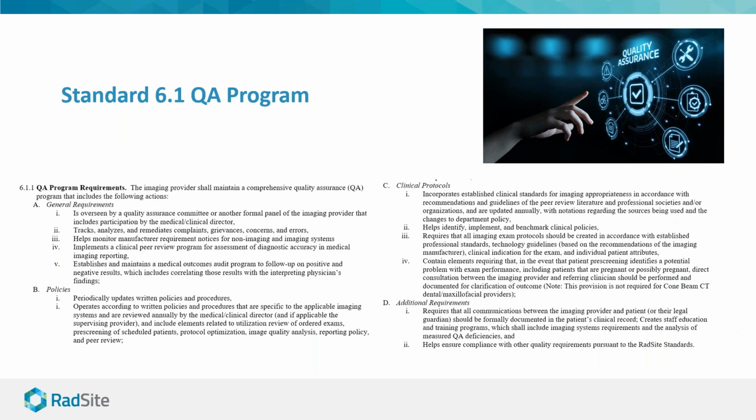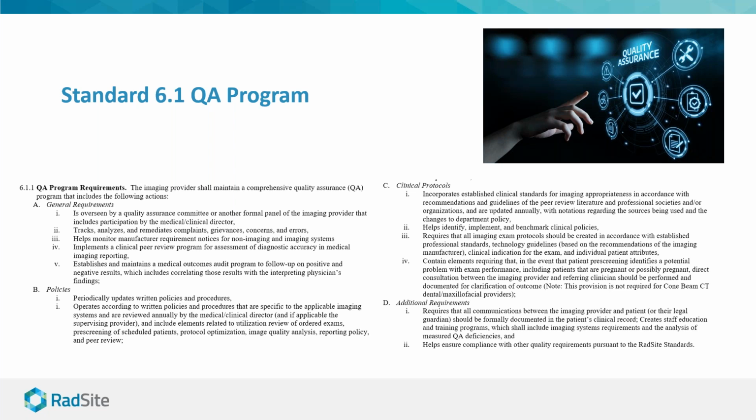On the next slide, we have a bit of a deeper dive into the general quality assurance program requirements. You see that there has to be an oversight committee or formal panel that includes the participation of the medical or clinical director overseeing the program, and it has to track complaints, errors and concerns. It has to be updated periodically. There have to be clinical protocols that meet established standards. The goal here is to make sure that there's a whole process in place within the organization that's conscious of quality, working to address it, working to keep things current, and working to address any defects that there may be.